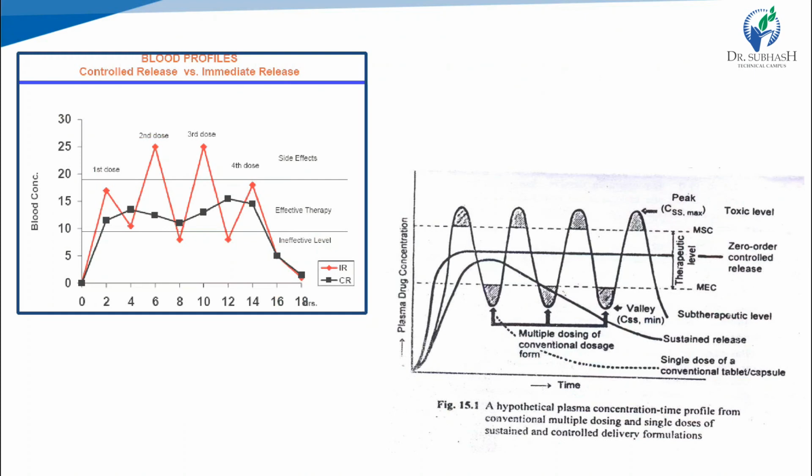As compared to that, with sustained release we get drug release over a prolonged or extended period of time. And the third one is our controlled release drug release system. In that, the concentration is maintained within the therapeutic level, which is zero order controlled release. The therapeutic concentration in the plasma is maintained between the minimum and maximum effective concentration range, and we get an effective and better therapeutic action.